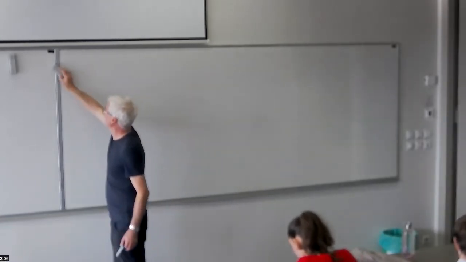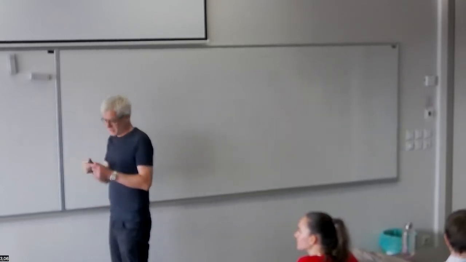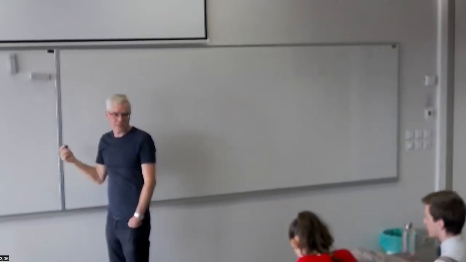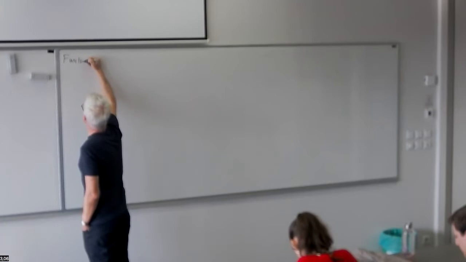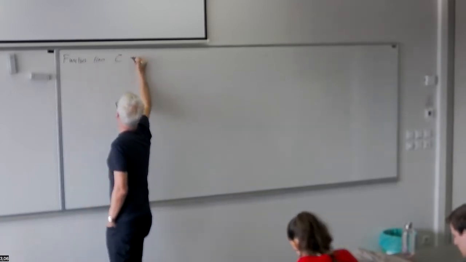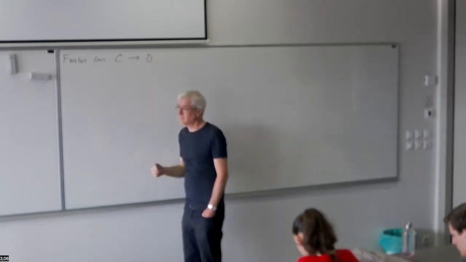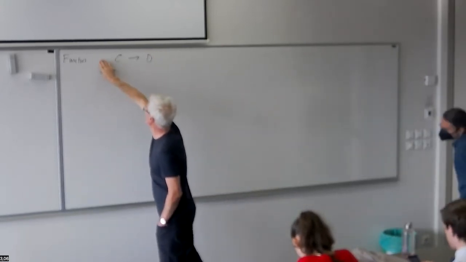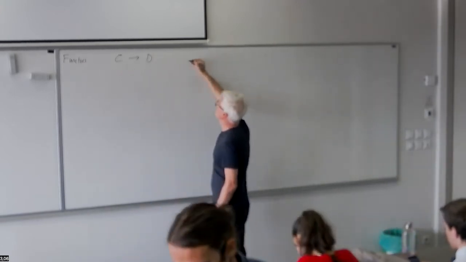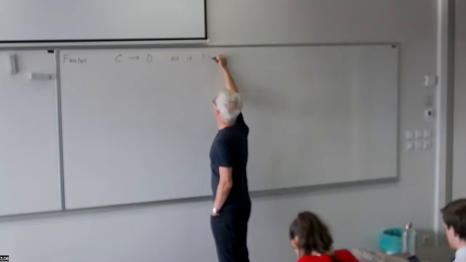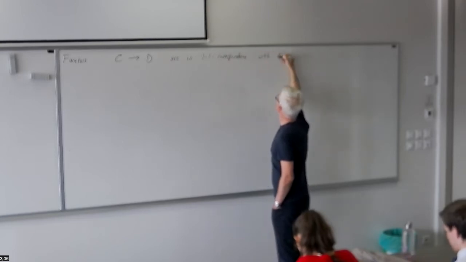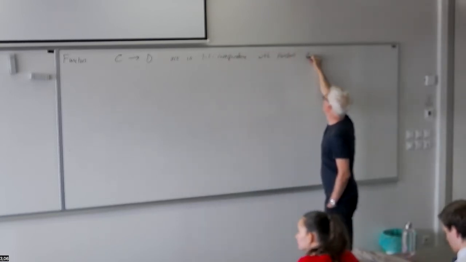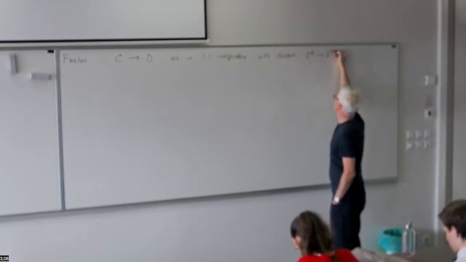We've seen some examples. Functors interact in an obvious way with opposite categories in the following sense: functors from category C to another category D are in one-to-one correspondence with functors from the opposite category C op to the opposite category D op.